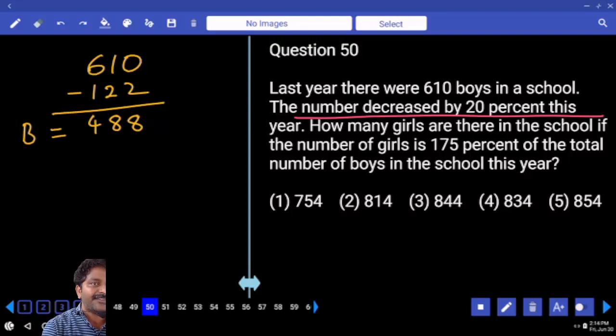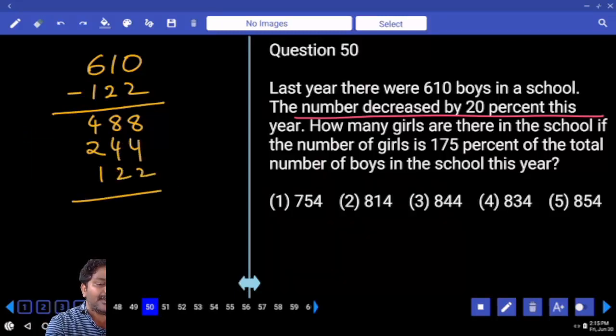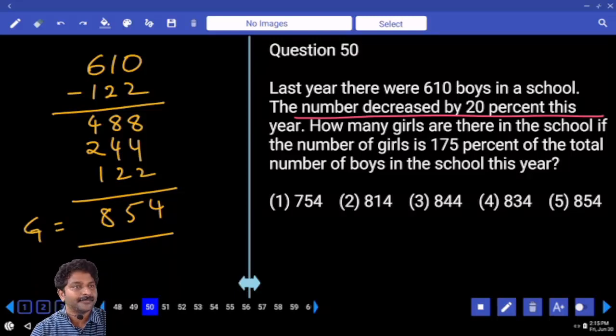Girls are 175% of this number. 175% in the sense adding 75% more. 75% in the sense half and half only. What is half? 244. Again half, 122. You just need to add all the values. 158. And girls are 854.